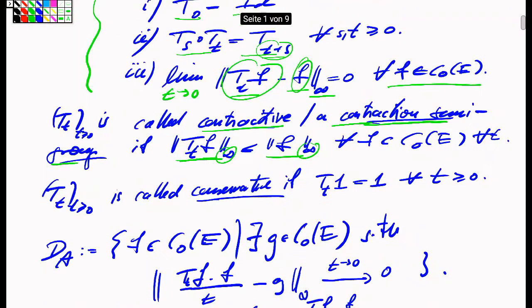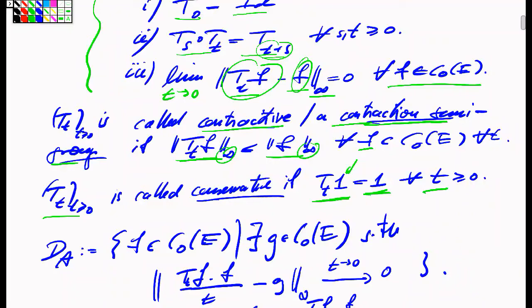And a stricter condition is that we call this semigroup conservative if the one function is mapped onto the one function for all time parameters t. The latter condition has to be interpreted in such a way that we find a sequence of approximating functions which vanish at infinity and which approximate from below the constant one function. And then we require that the limit of the images of this sequence of approximations to the one function gives back just the one function.